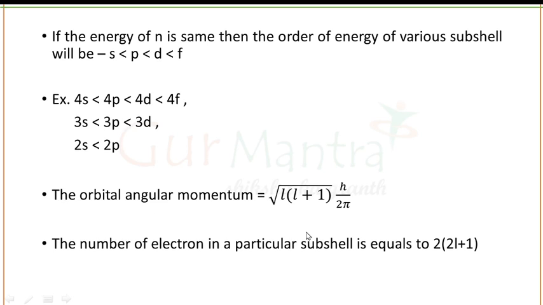The orbital angular momentum can be calculated by this formula, that is under root of l bracket l plus 1 into h upon 2 pi. You have to remember all these formulas because they may be asked directly in the numerical problems. And if you want to calculate the number of electrons in a particular subshell, this can be calculated by this formula, that is 2 into 2l plus 1. Also, as you know, the number of electrons in a particular shell is 2n square, and the number of electrons in a particular subshell is 2 into 2l plus 1.